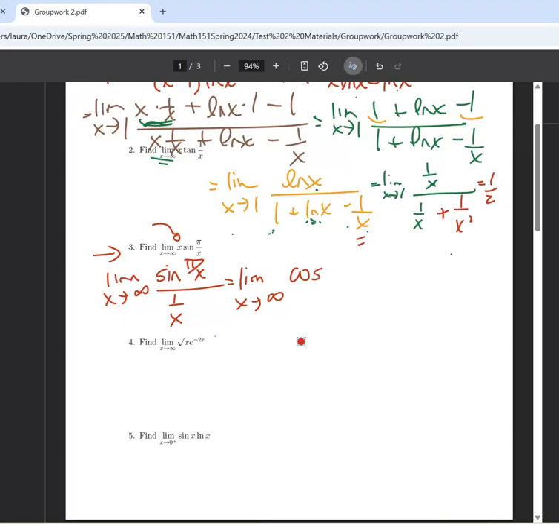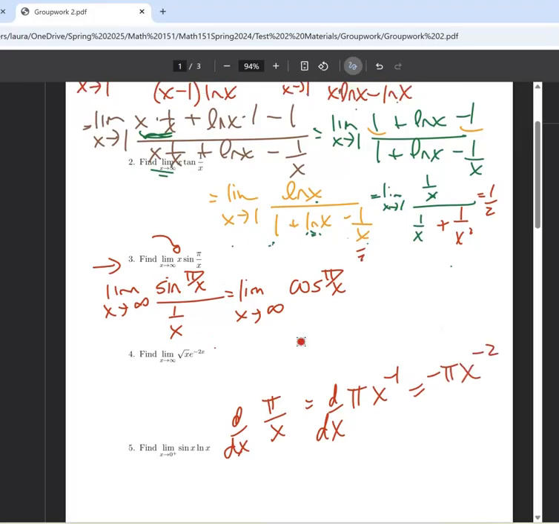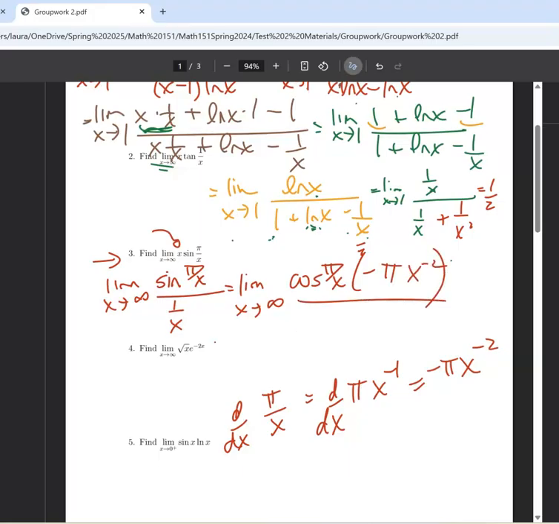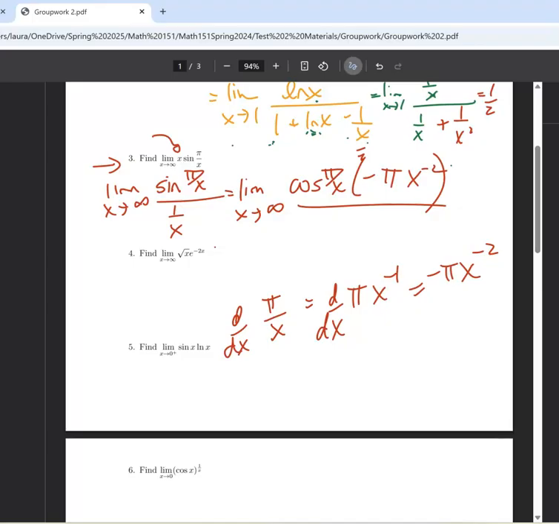So I get cosine of pi over x. And if you want to make sure you're taking the derivative of pi over x correctly, let's go slow. So this is pi x to the negative 1. So that's negative pi x to the negative 2. So that's what I'm going to write here. Negative pi x to the negative 2. And then, what's the derivative of 1 over x? So again, the derivative of 1 over x is the same as x to the negative 1. So that's negative x to the negative 2.